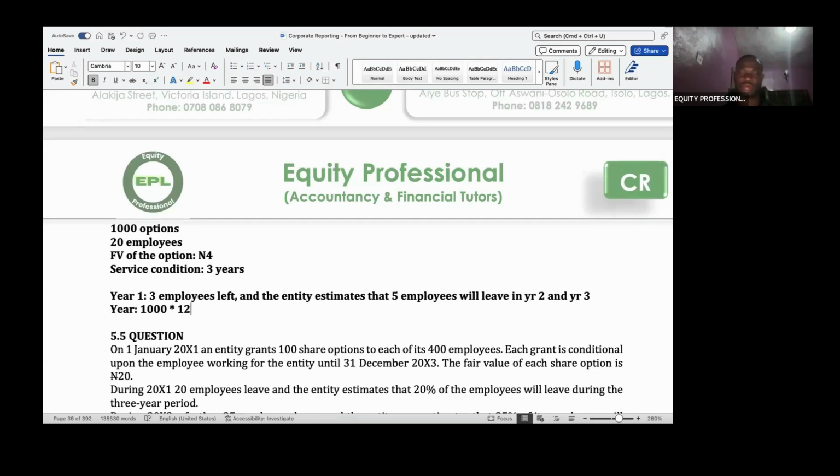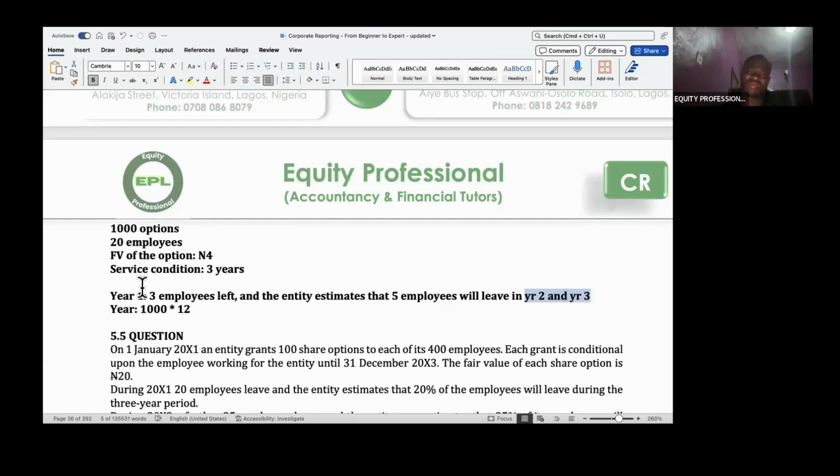So it's 12 that will vest in year one. Since they said in year one, 3 employees left in year one, and the entity estimates that 5 employees will leave in year two and year three. So that means over the 3 years, 8 is the total number that will leave. 8 is the estimate that will leave. So based on year one estimates, only 12 will vest.